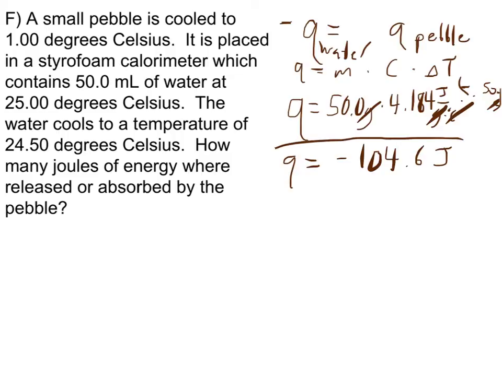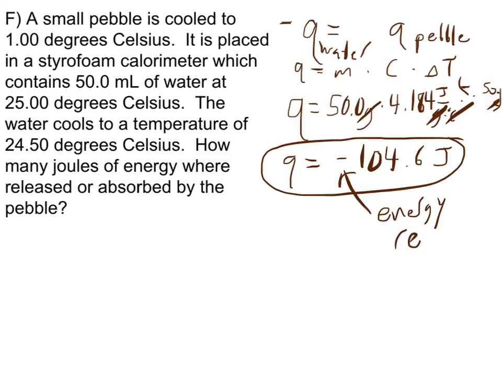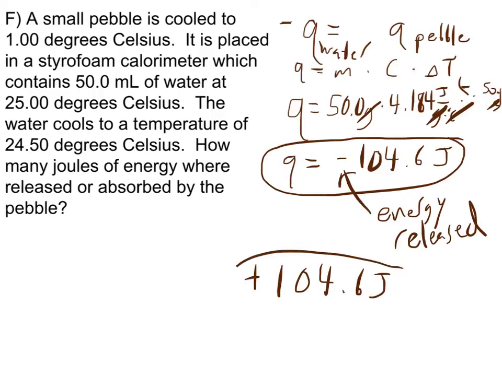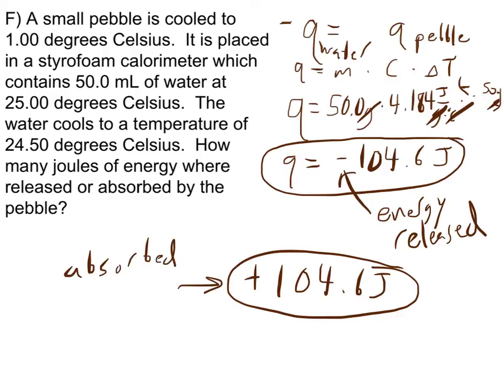So this is how much energy is transferred from the water. This negative means energy released, right? And so how much energy is absorbed by the pebble? Well, the amount of energy absorbed is 104.6 joules of energy absorbed. It has to be the same amount of energy absorbed by the pebble as energy released. So that's it. That's how you solve this problem. This is similar to problems that we've done in the past.